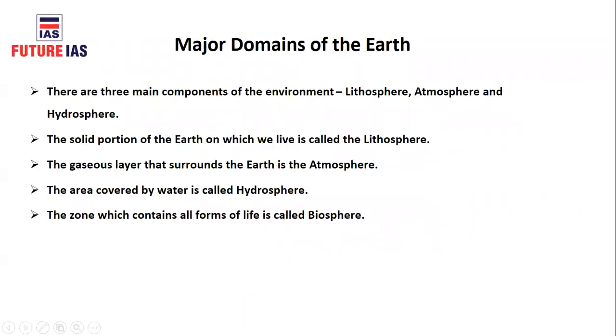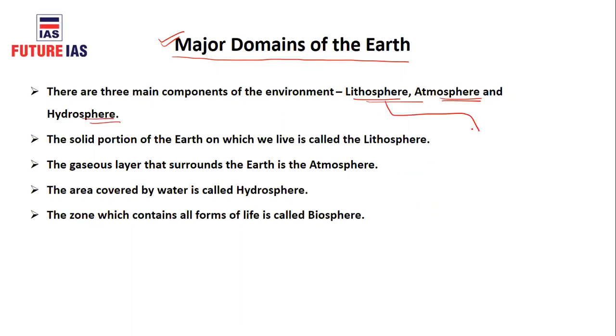We have studied in our last class regarding the maps, the atlas, and the various features. Now today we are going to start with the major domains of the earth. Let's understand what these major domains are. They are also called the components of environment. You can think of the environment as consisting of three main components: the lithosphere, atmosphere, and hydrosphere.